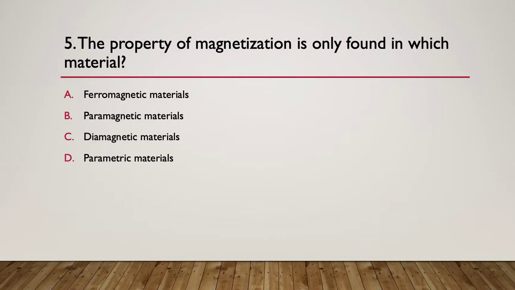Five, the property of magnetization is only found in which material? So the property of magnetization is only found in A, ferromagnetic materials, B, paramagnetic materials, C, diamagnetic materials, and D, paramagnetic materials. Here's your hint. List the characteristics of all these magnet material types.